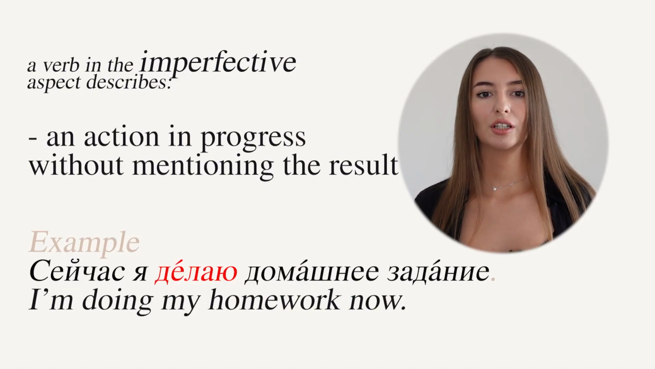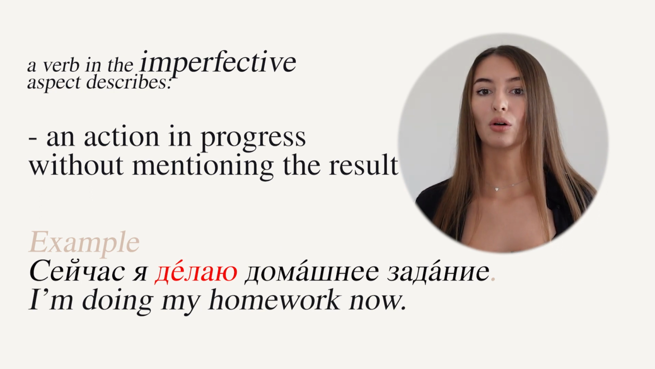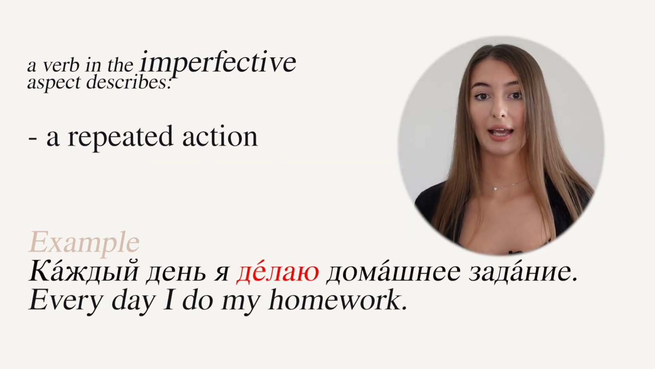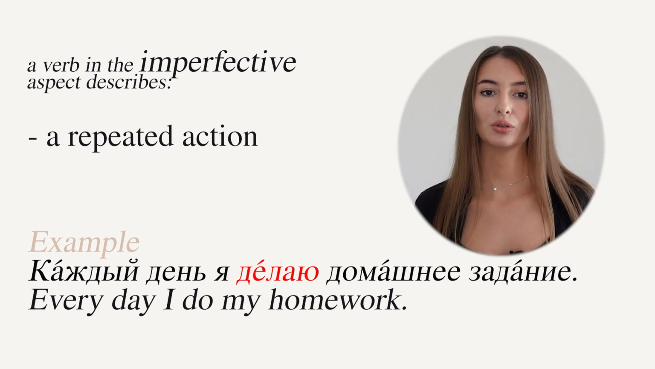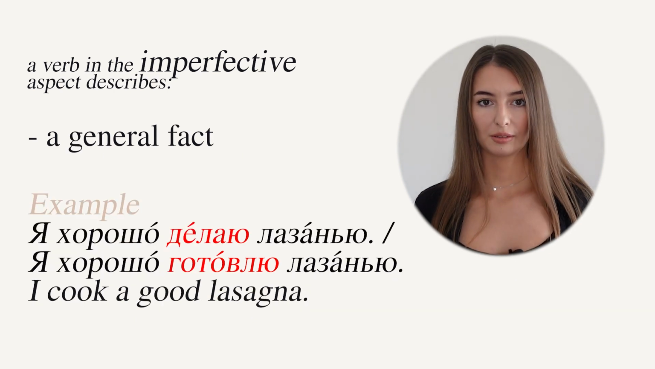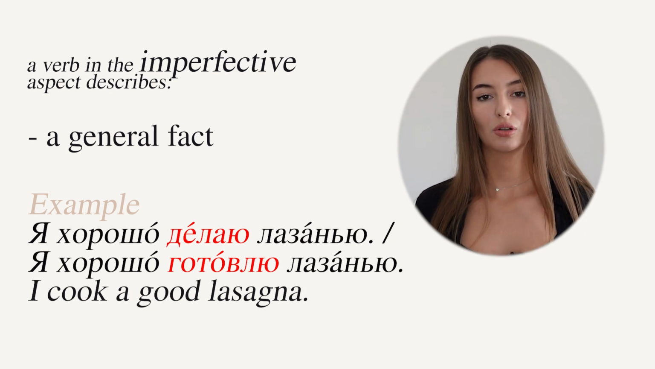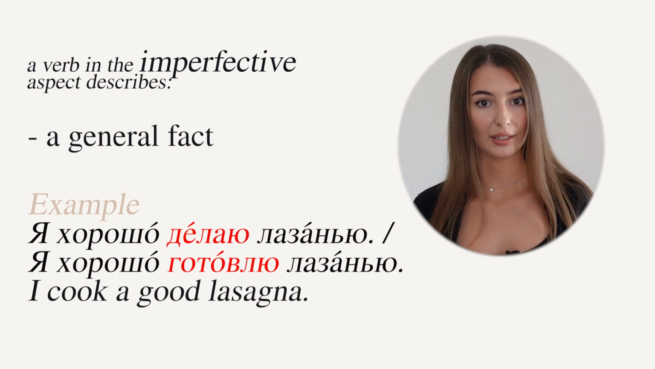How to know in which case which aspect to use? At first, let's look at which action the imperfective aspect describes. An action in progress without mentioning the result. Сейчас я делаю домашнее задание. I'm doing my homework now. A repeated action. Каждый день я делаю домашнее задание. Every day I do my homework. A general fact. Я хорошо делаю лазанью. Or я хорошо готовлю лазанью. I cook a good lasagna.